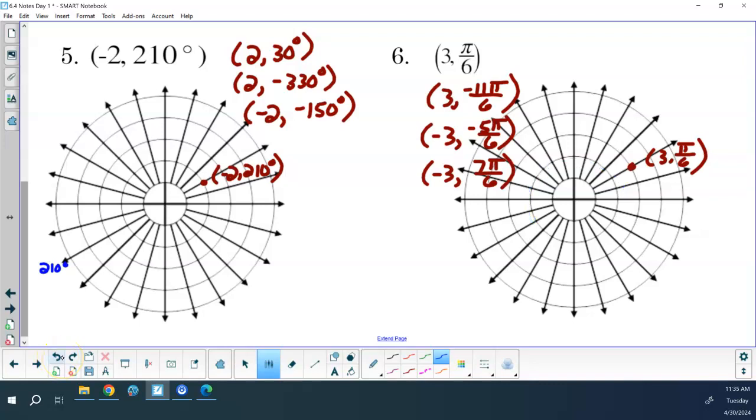Which is where it differs from Cartesian coordinates too. In Cartesian coordinates, it's always the same point. X and Y never change, because that would change where the point is. Here, because we've got angles involved, we have positive and negative angles.